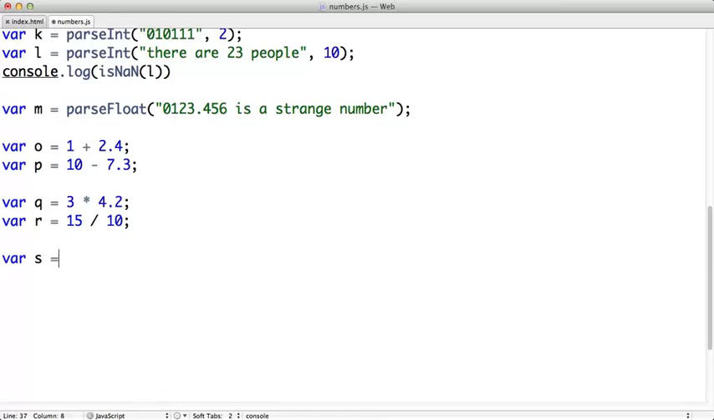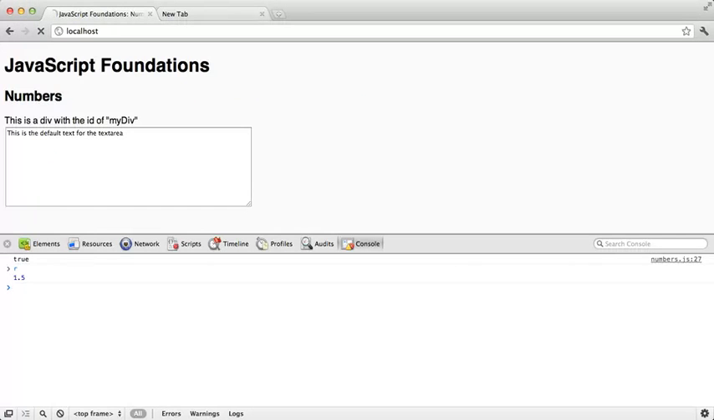So if we take s and we take 15 mod, or modulo, using the percentage sign, 10, instead of giving us the answer to 15 divided by 10, it's going to give us the remainder of dividing 15 by 10. So if you divide 15 into 10, you get 1 with a remainder of 5. So 15 mod 10 will return us 5, hopefully. So if we refresh, take a look at s, we get 5.